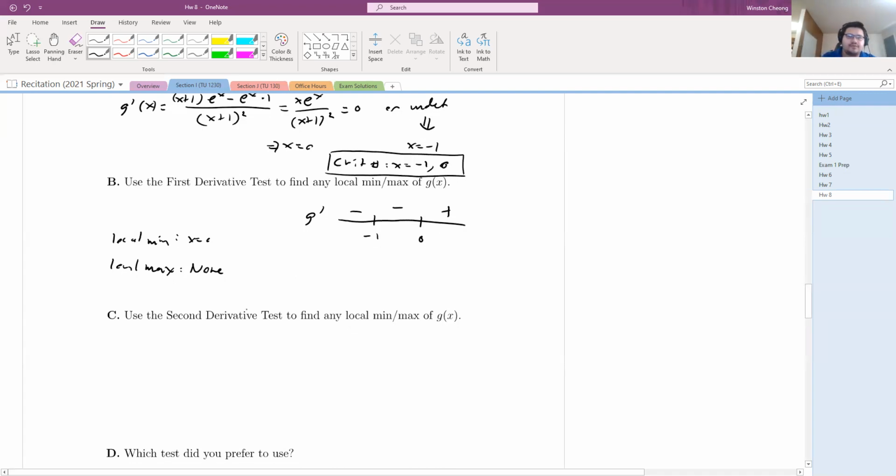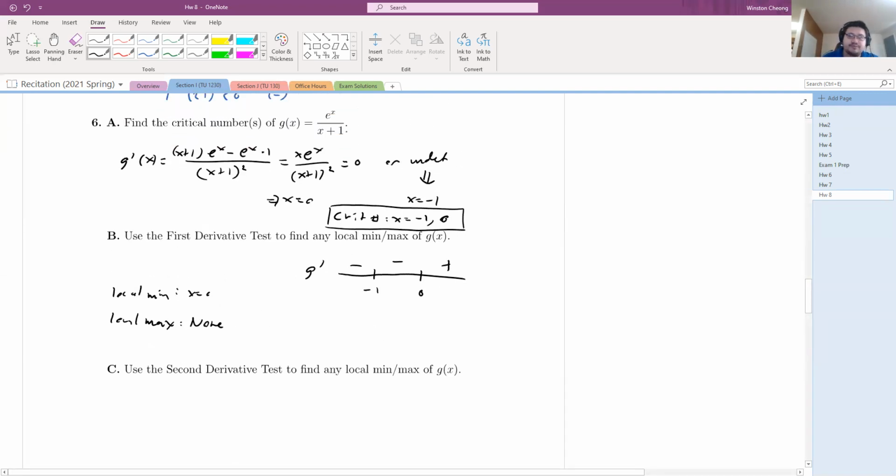So for the second derivative test, notice how this function is pretty terrible, and we're gonna need to take the derivative of this guy, which is gonna have a product rule inside of the quotient rule. So I need to take the derivative of x e to the x over x plus 1 squared. So we have (x plus 1) squared times the derivative, e to the x plus x e to the x, minus x e to the x times the derivative of that, which is going to be 2(x plus 1). And this is all over (x plus 1) to the 4th power.